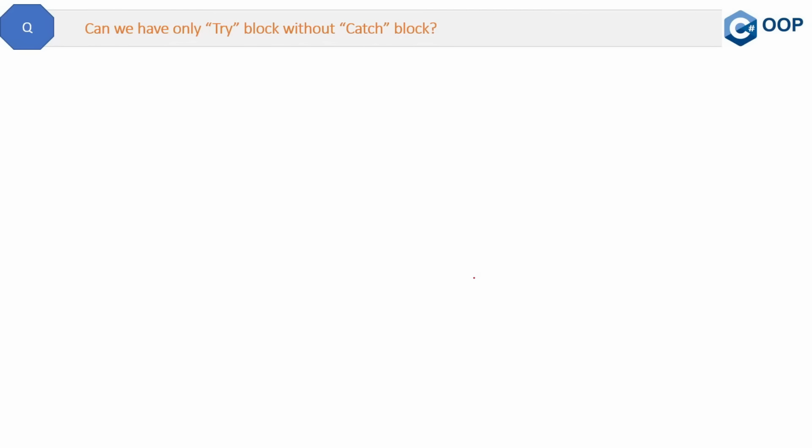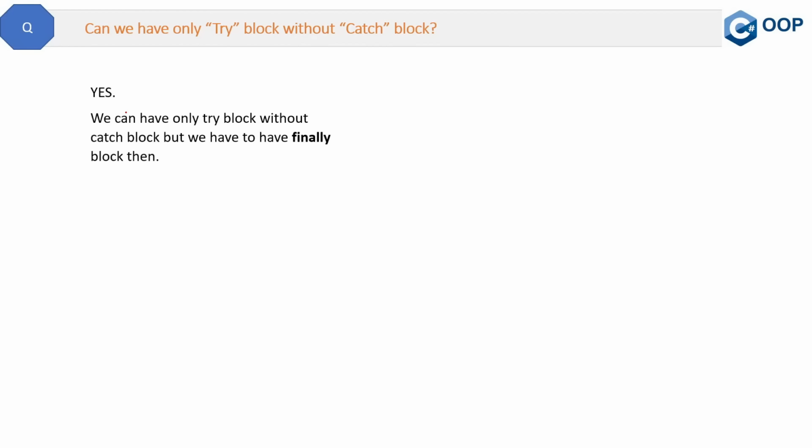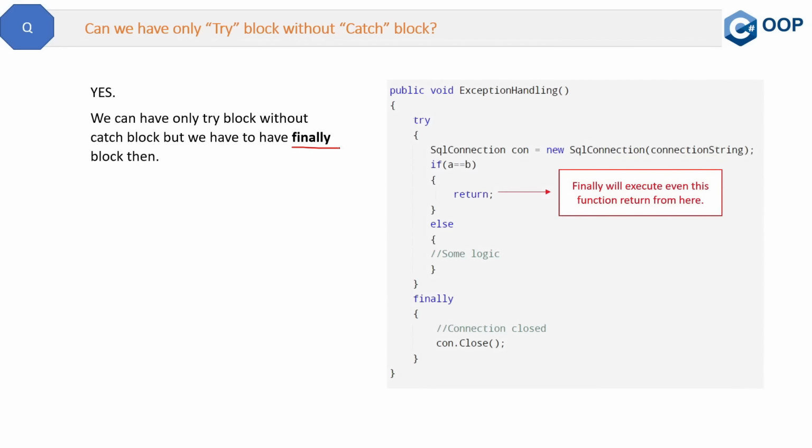Can we have only a try block without a catch block? The answer is yes, we can have a try block without a catch block, but we have to have a finally block then. Let's see the code here. There is no catch block here. As you can see, we have only try and finally.